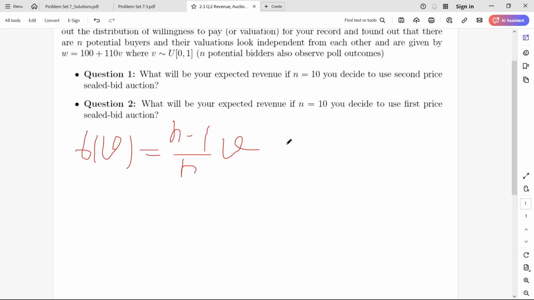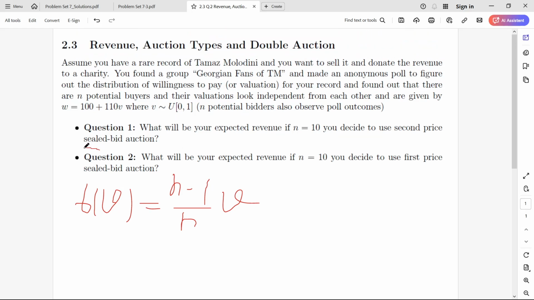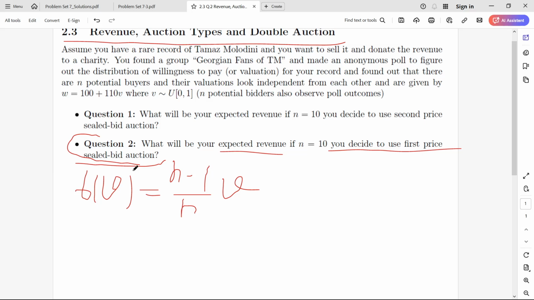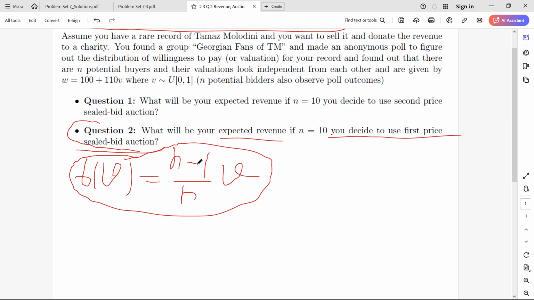Hello, so now I have moved on to the second question of this problem. In the second question, they're again asking about the expected revenue, but when you decide to use a first price sealed bid auction. In the first price sealed bid auction, the optimal strategy for everyone to use is defined like this. It's explained in the slides, I think. So bid equals (n minus 1) over n times v. And we'll be using this.